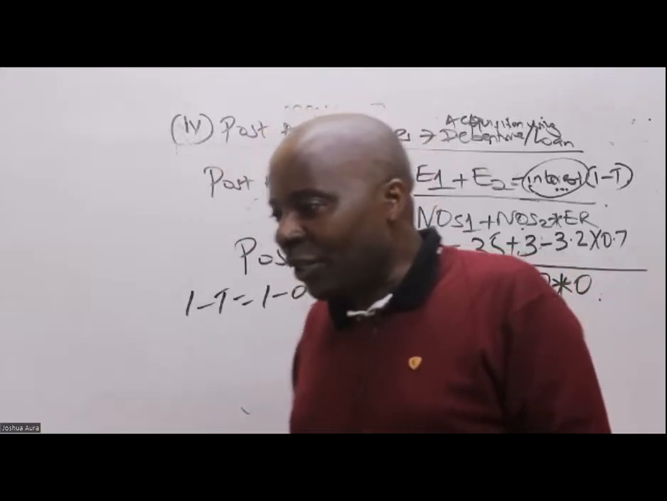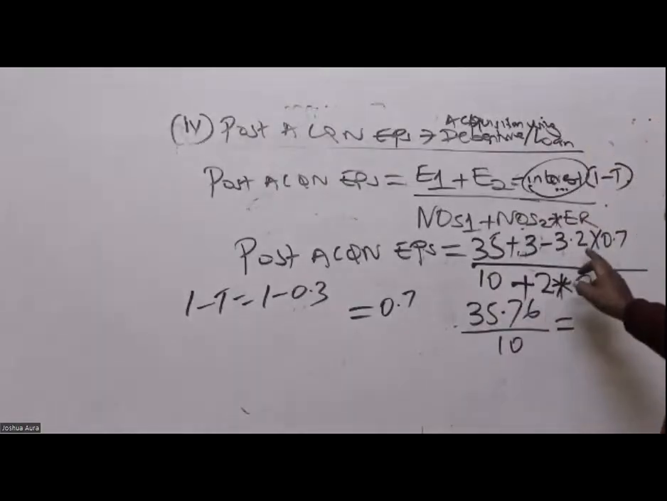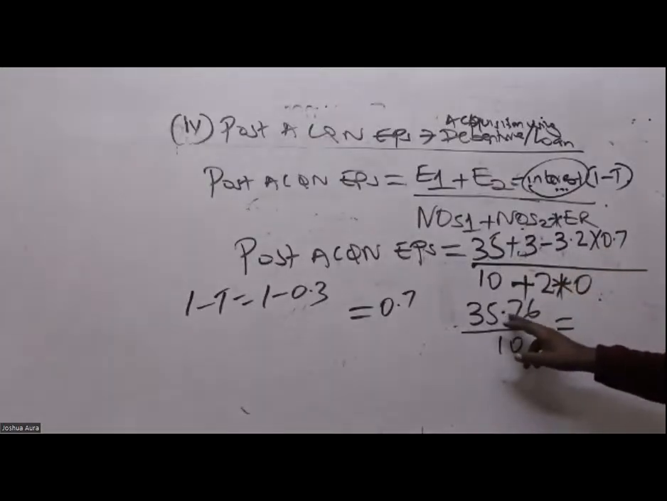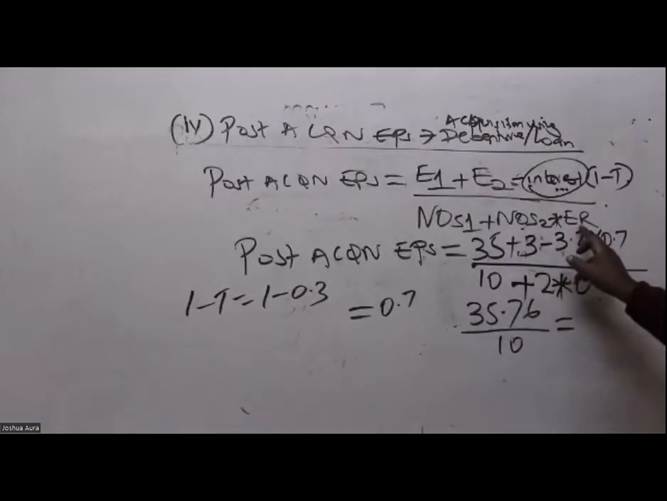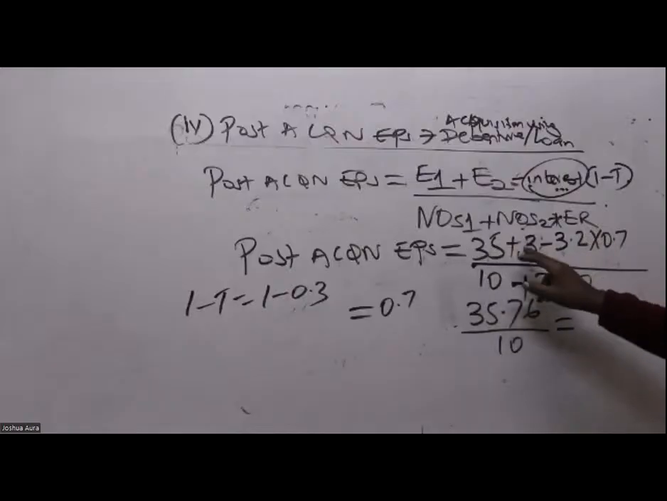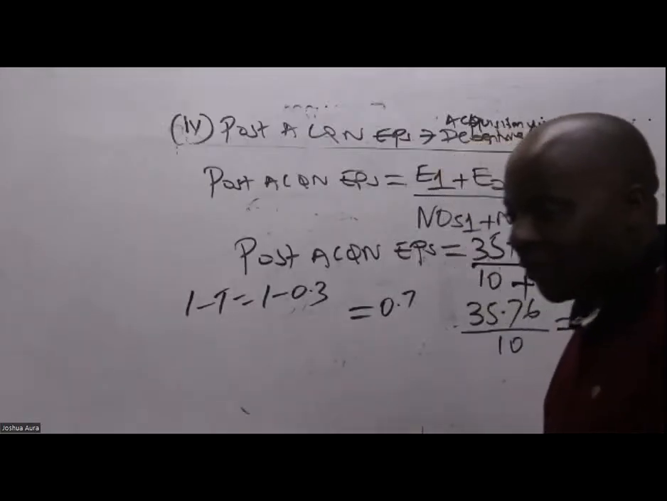Leshanta is getting 4.57. Leshanta, are you sure you used this very well? Because you see the numerator here is 35.76, and this is 10. Sometimes ensure that you don't put brackets: 35 plus 3 minus this, times 0.7. Let's check again. Don't worry, we shall overcome.